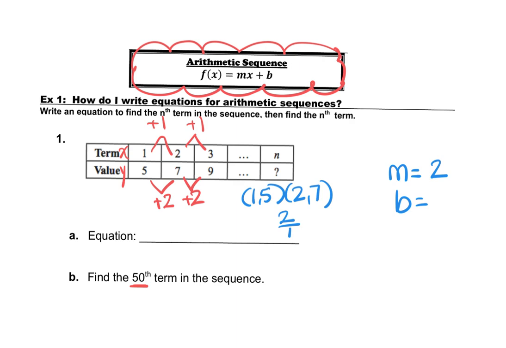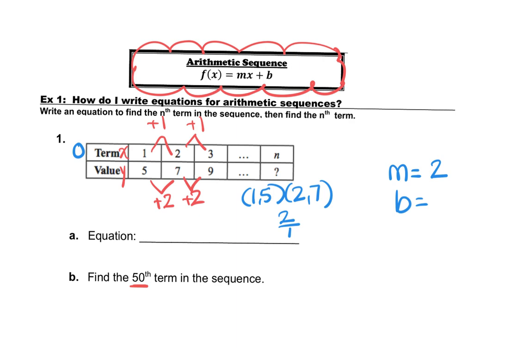So now we have to find the y-intercept. And remember we said that the y-intercept is when x is equal to 0. Well, our table is starting at the 1, and so we don't have it when x is 0. However, it would be pretty easy for us to just go backwards on our table.